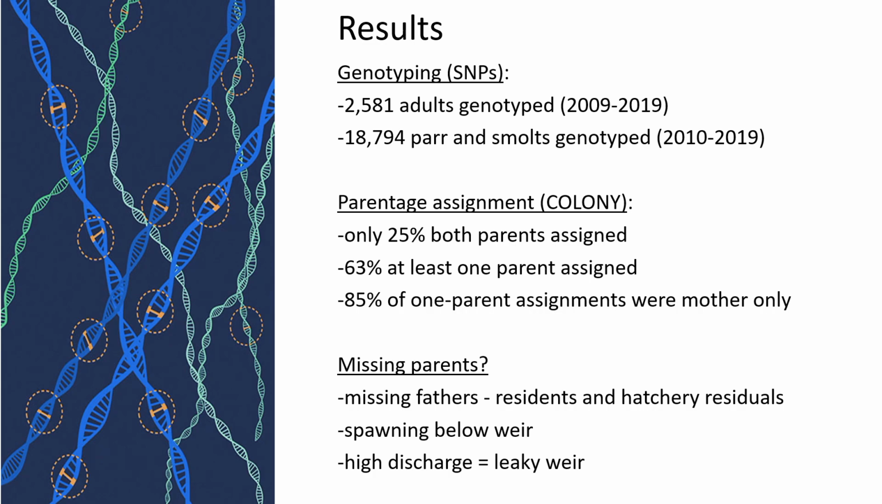The source of these is likely from contributions of residents and hatchery residuals. There's also a fair amount of spawning below our weir, and we sample for offspring down there. And in addition, when the water gets high, the weir gets a little leaky.